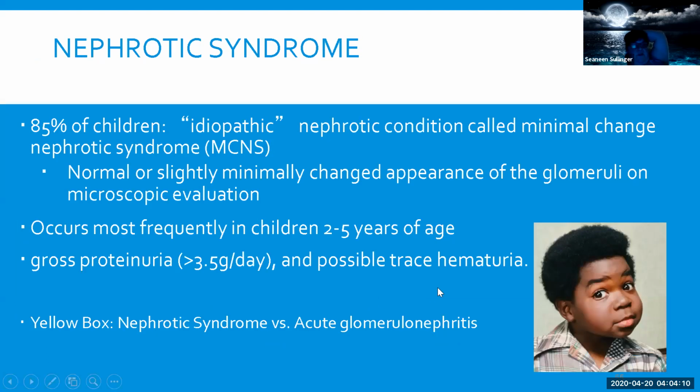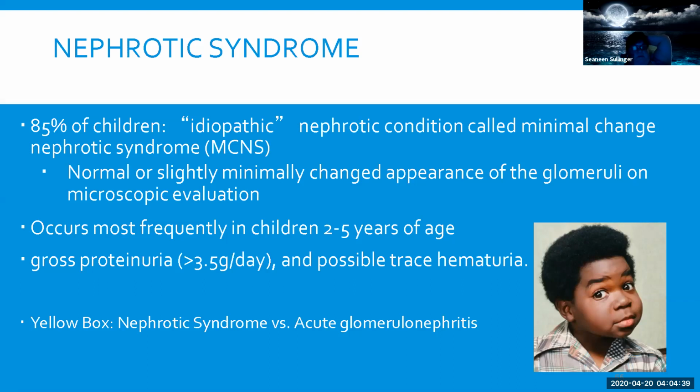So in 85% of children, the nephrotic condition is idiopathic. It's minimal change nephrotic syndrome. You can't really tell that there's anything going on, maybe a minimal change in the appearance of the glomeruli. It mostly occurs in children 2 to 5 years of age, and there will be a high amount of protein, greater than 3.5 grams per day, and possible trace of blood.